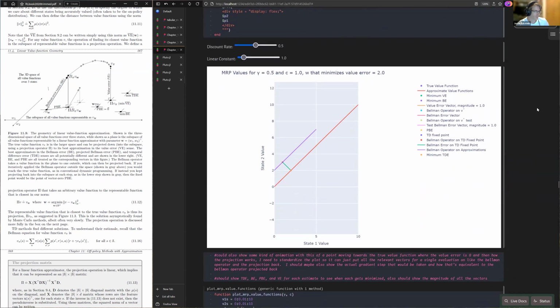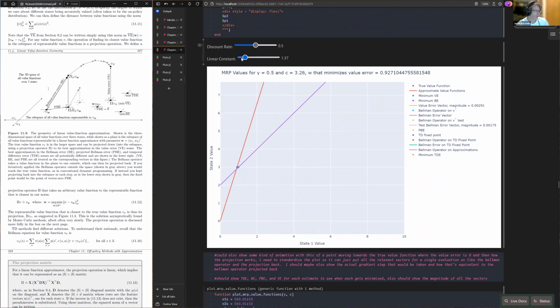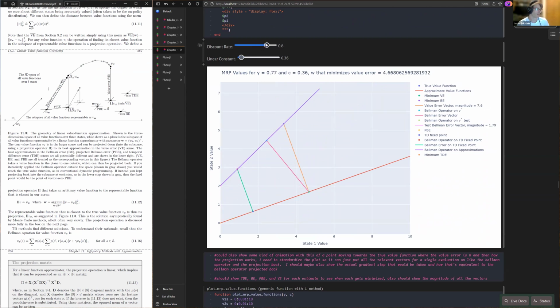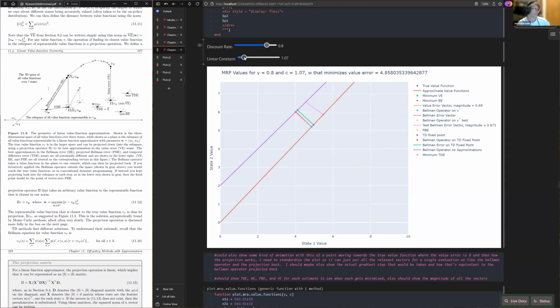The other, sorry, this is just a similar diagram. I'll make this 0.8. This diagram is actually just showing the point that minimizes all of the errors for each thing. So again, this orange line is the point of all the approximation functions. And then this point represents the minimum value error, and this point represents the TD fixed point. And actually, the Bellman error point isn't even on this chart. I have to make this higher to see it. Here, I'll make it a little less bad.